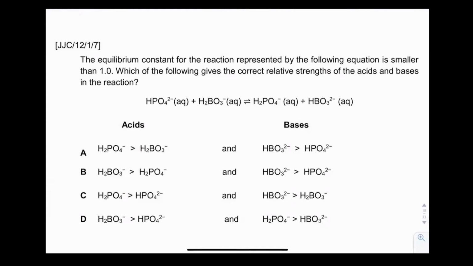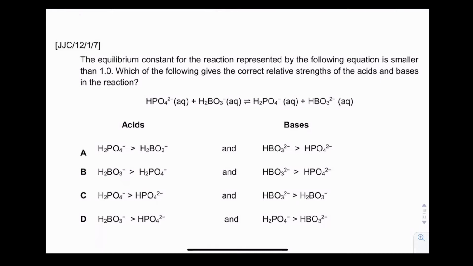Okay, so let's go into this last question today. The equilibrium constant for the reaction represented by the following equation is smaller than 1. Which of the following gives the correct relative strengths of acids and bases in this reaction? For this type of question, it's a mixture of ionic equilibrium as well as your understanding of chemical equilibrium, Le Chatelier's principle. So this is one of the more difficult questions that you can see, and therefore I've included this here today.